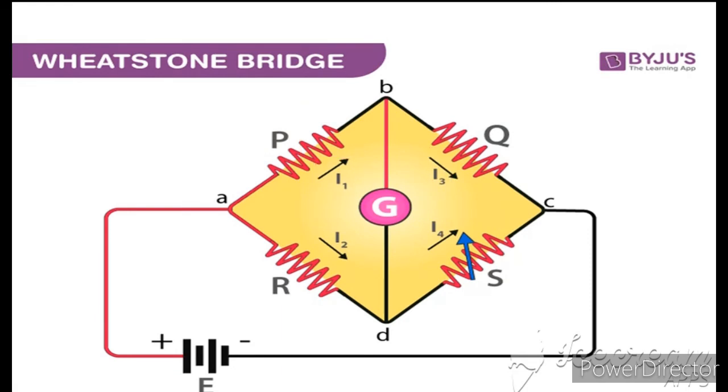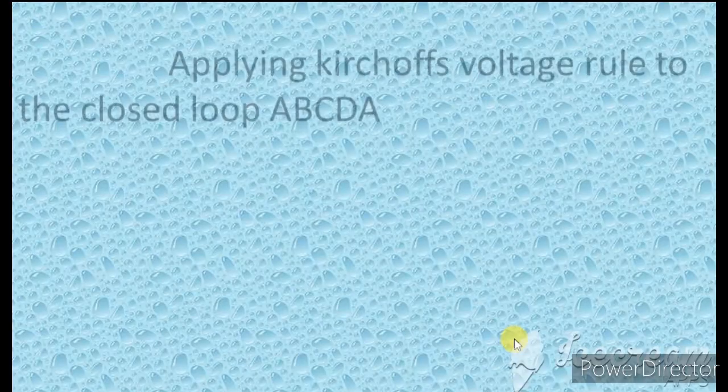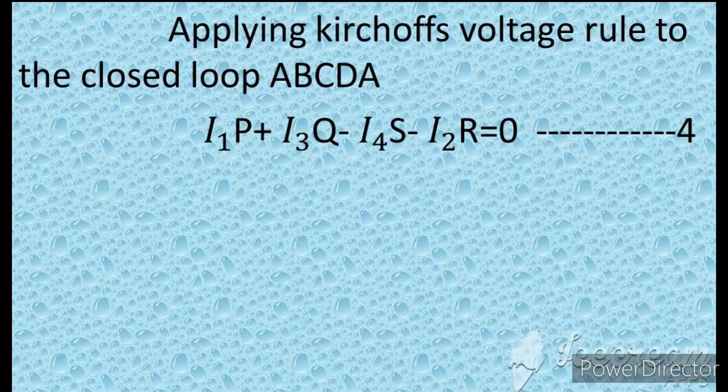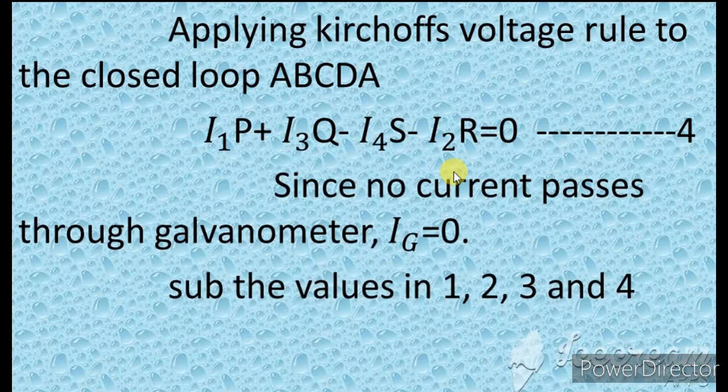So we can write it as Kirchhoff's voltage rule: I1P plus I3Q minus I4S minus I2R, as I have told you from the diagram. Since no current passes through the galvanometer, we are considering a condition. So what is the condition? This is a very important condition: no current passes through the galvanometer.